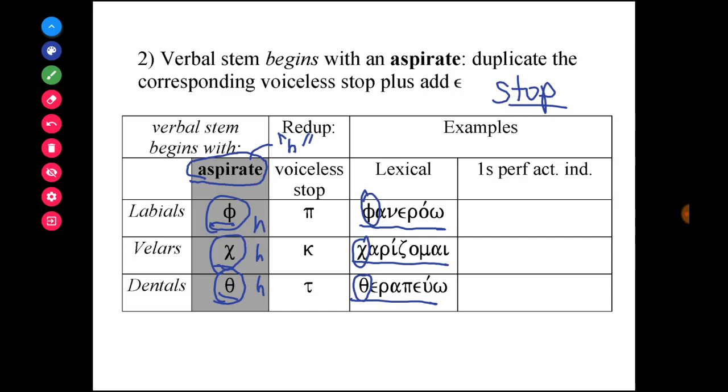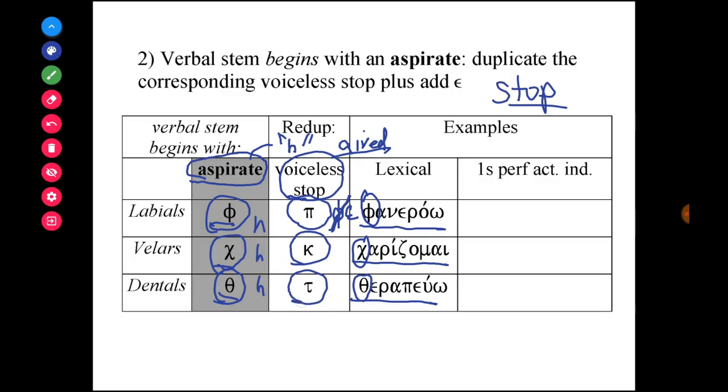You don't reduplicate it by taking the first letter and then adding an epsilon. It doesn't like the way you pronounce the word. It's actually really difficult to say it this way. So what happens is that they don't use the aspirate letter. Instead, they use what we call the voiceless stop, or the letter that is aired, where you feel a puff of air to it. So for the labials, it wants to use the P as the letter for reduplication. For the velars, it wants to use the kappa, and for the dentals, it wants to use the tau.